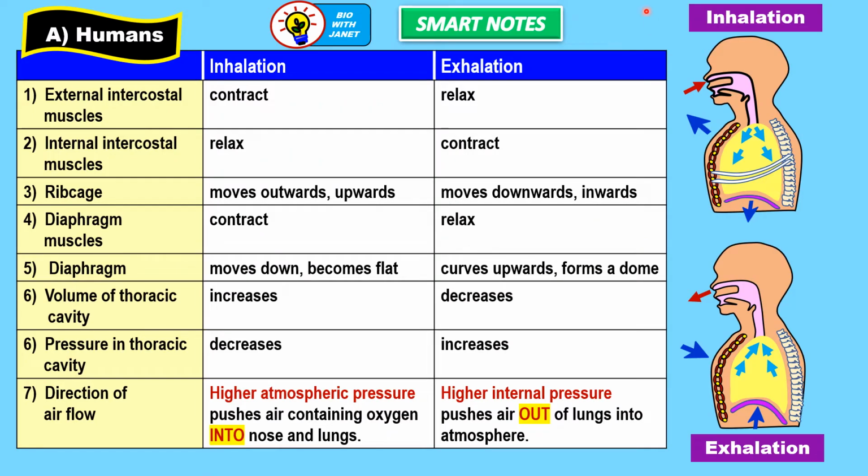So here are the short notes for inhalation and exhalation, the breathing mechanism in humans. And you can copy this down because it will help you to straight away understand and memorize what happens to the external intercostal muscles, internal intercostal muscles, ribcage, and so forth. So for inhalation, the breathing mechanism is just the opposite compared to exhalation. Since this has been discussed, you can copy it down to reinforce what you have studied.